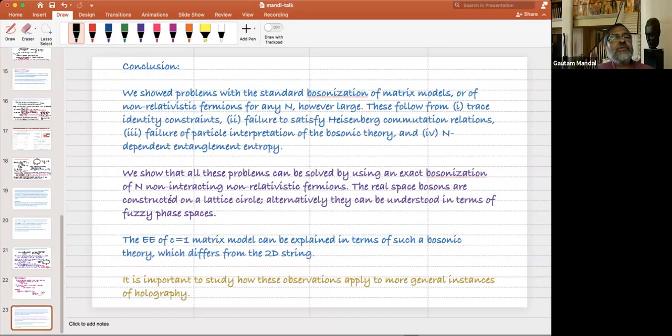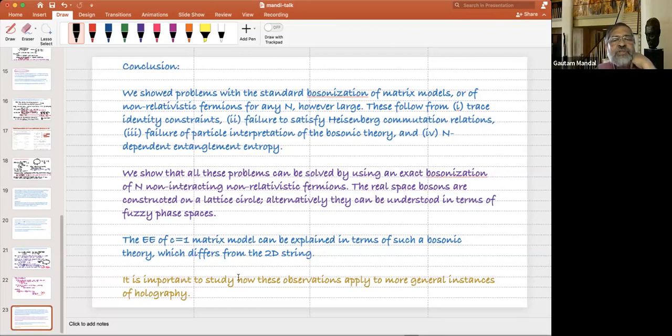So let me conclude. We showed problems with the standard bosonization, 4 problems. We show that all these problems can be solved by using an exact bosonization of n non-interacting, non-relativistic fermions. The real space bosons are constructed on a lattice circle. Alternatively, they can be understood in terms of fuzzy phase spaces. The entanglement entropy of the c equal to 1 matrix model can be explained in terms of such a bosonic theory, which differs from the 2D string. That's all we can say from here; it seems to differ from the 2D string.